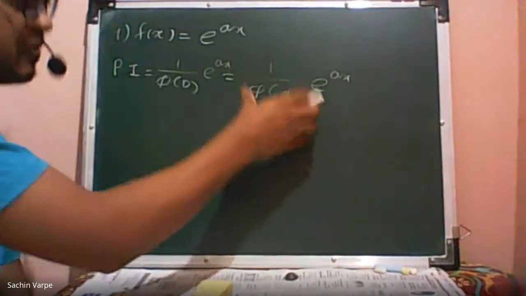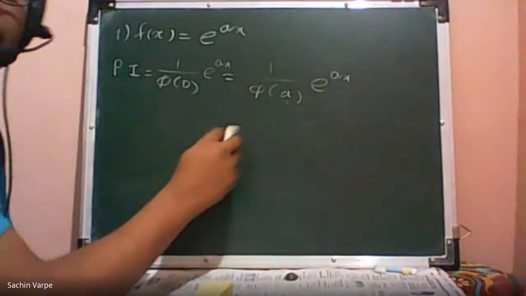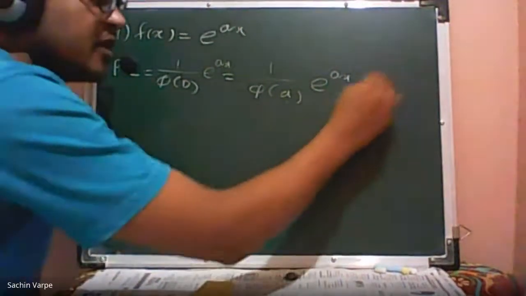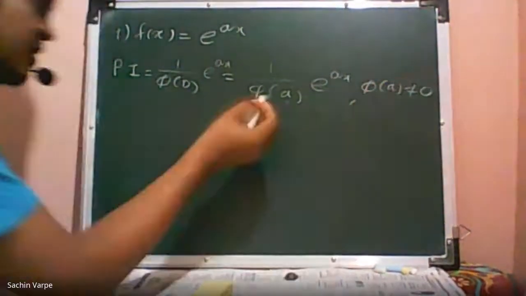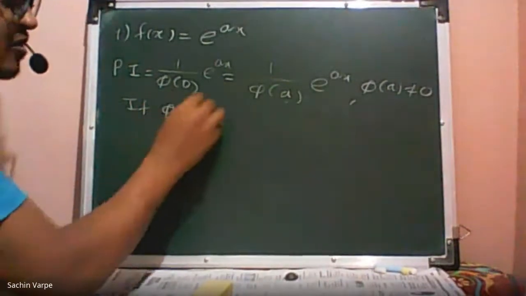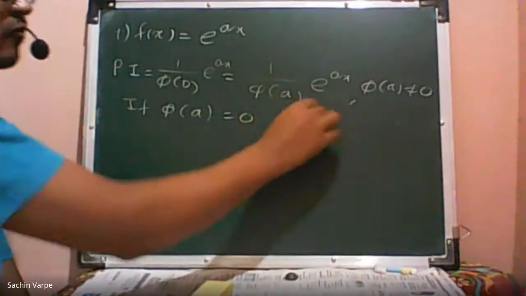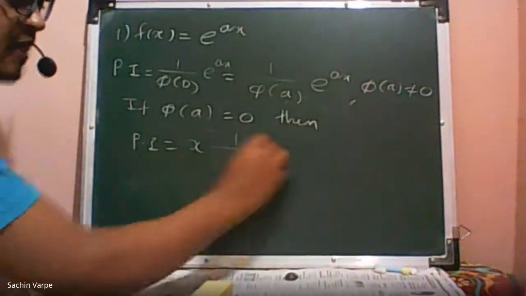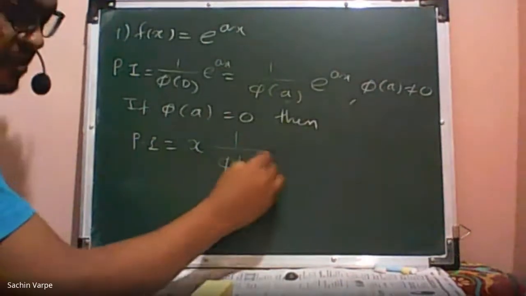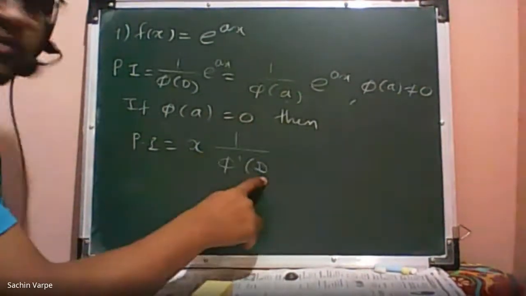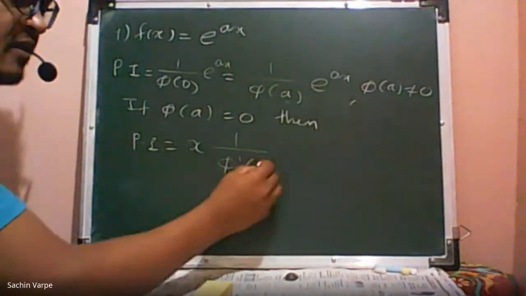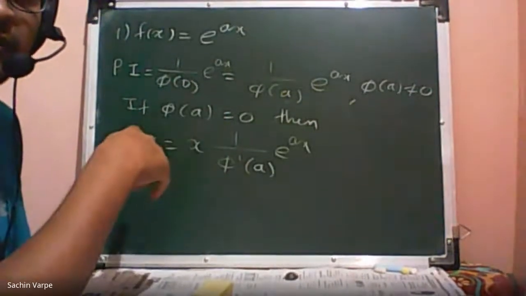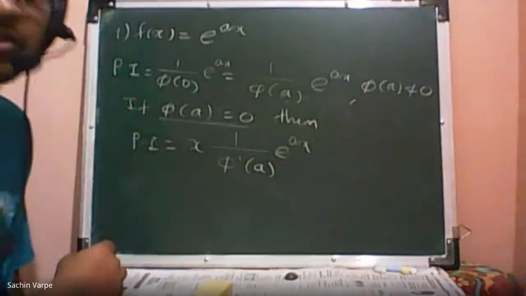If this case fails, then what do we do? We multiply this operator by the independent variable. Here I'm writing phi of a is non-zero. If this is zero, if phi of a is zero, then we write the particular integral as x times, that is the independent variable times, 1 upon phi dash of D, and into that we replace this D by a. So I'm writing directly 1 upon phi dash at a e raised to ax. This is equal to this when this is the case of failure, remember.